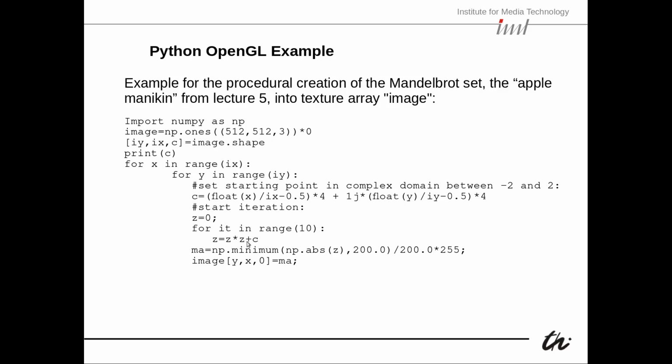And depending on the starting point, we have different convergence behaviors. And here I'm estimating this convergence behavior. So after I'm done with this for loop, I'm looking at the magnitude of the resulting z, and I cut it to the maximum of 200. Right. So everything above 200 means it really diverges a lot, so I don't distinguish that anymore.